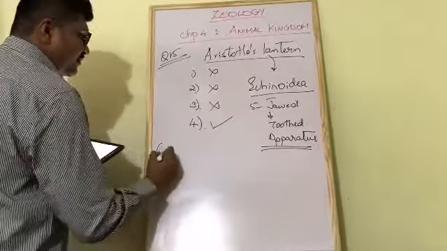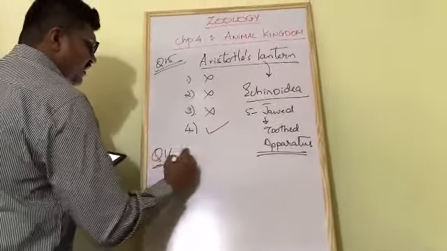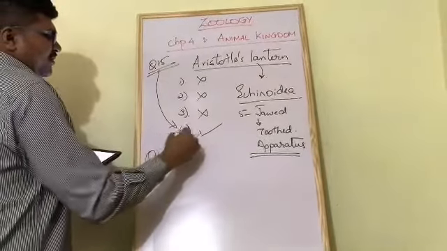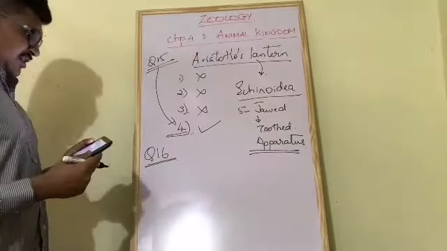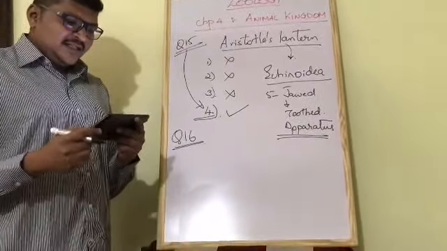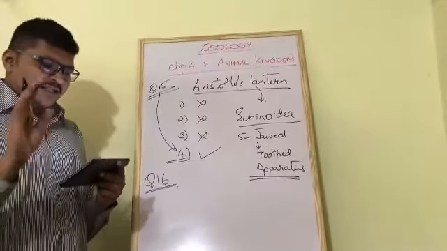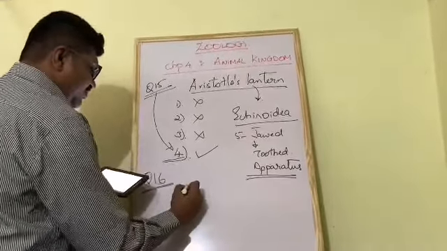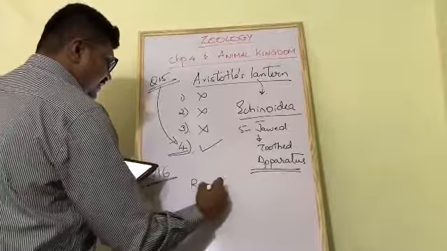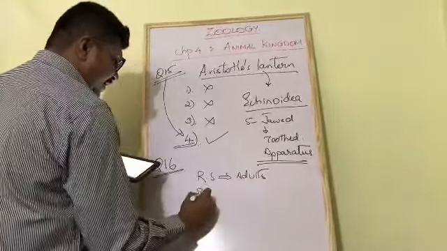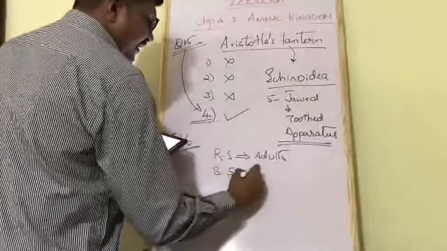Next comes question number 16. So I hope you understood question number 15. Answer is option number 4. Then comes question number 16. An animal phylum having radially symmetrical adults but bilaterally symmetrical larvae. So that means out of given 4 options, you need to choose radial symmetry in adults and bilateral symmetry in larva.